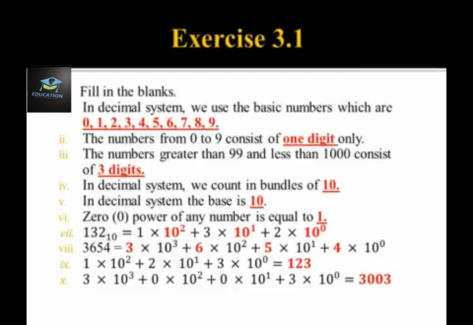Next we have 3 multiplied by 10 power 3, that is 3000, plus 0 multiplied by 10 power 2, that is 100, plus 0 multiplied by 10 power 1, that is 10, plus 3 multiplied by 10 power 0, that is 1. So we have 3003.